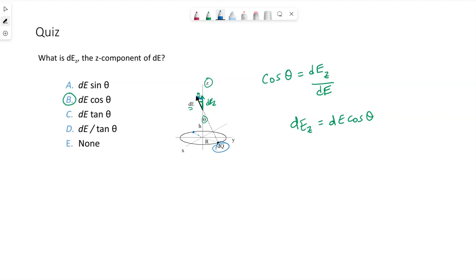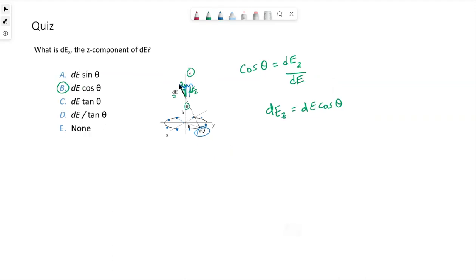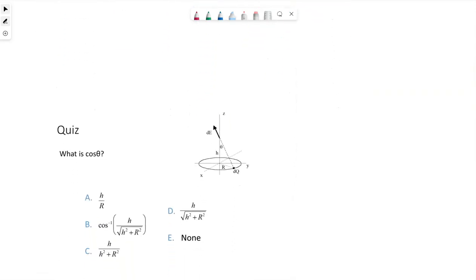All of the pieces of charge, though, if we think of all these pieces everywhere around the ring, all of them are going to be creating upward electric fields. And so that's why we're only caring about the z component. That's all we're left with after we integrate. So I have one more question for you, and then we will set up our integral. Okay, here is our third question.